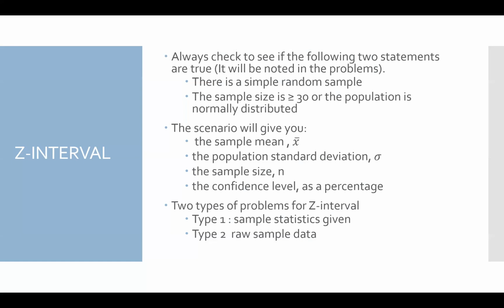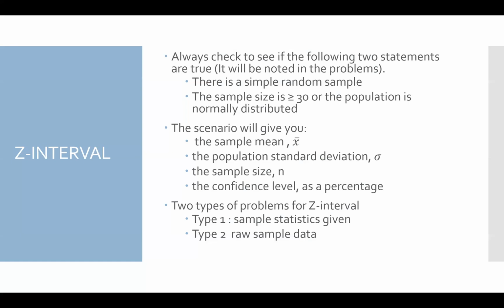Those scenarios or the problems related to a Z interval can be provided or displayed in 2 ways. One, you can be given the summarized statistics. They'll outright tell you the sample mean, the population standard deviation, the sample size. Type 2, you have the raw data, but with the raw data, you have the ability to calculate the sample mean, because we can have Minitab calculate our sample mean.